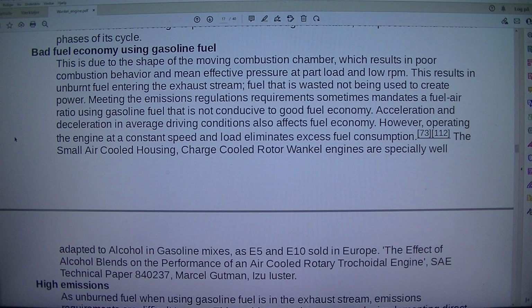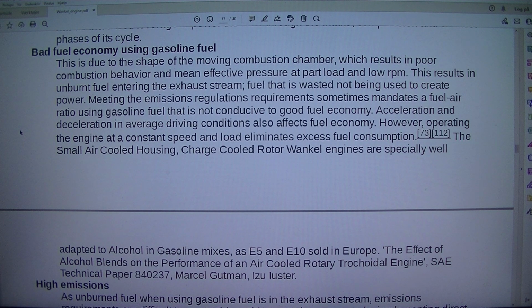Meeting the emissions regulations requirements sometimes mandates a fuel-air ratio using gasoline fuel that is not conducive to good fuel economy. Acceleration and deceleration in average driving conditions also affects fuel economy. However, operating the engine at a constant speed and load eliminates excess fuel consumption.